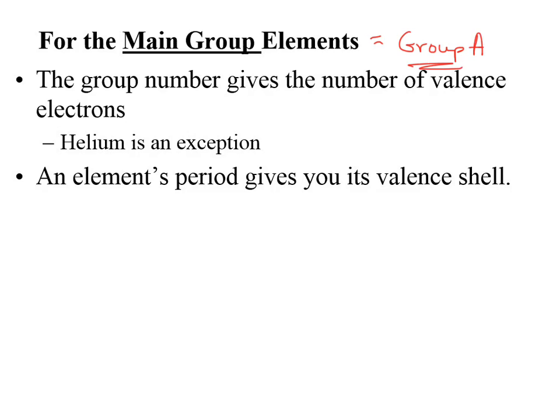Okay, so what are the group A elements? Well, you have the first two columns, you skip the B, because those are the transitions and the inner transitions, and then you go to the last 6 columns. Those are your group A elements. So you know the number of valence electrons just by its group number.